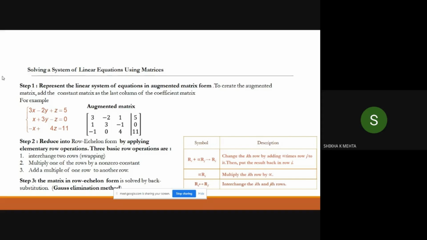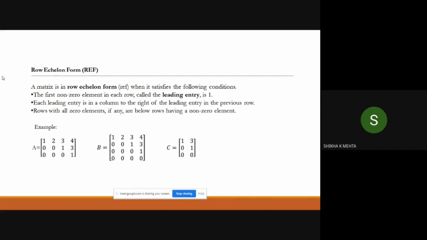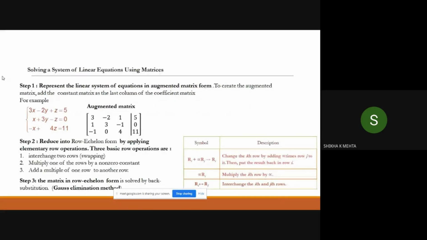After representing these linear equations in the augmented matrix, we reduce this matrix into row echelon form by applying the elementary row operations. There are basically three row operations: you can interchange two rows, or you can multiply one of the rows by a non-zero constant, or you can add a multiple of one row to another row. After that, in the third step, we use the Gaussian elimination method over the row echelon matrix, so that we are able to find the values of these three variables, that is X, Y, and Z.